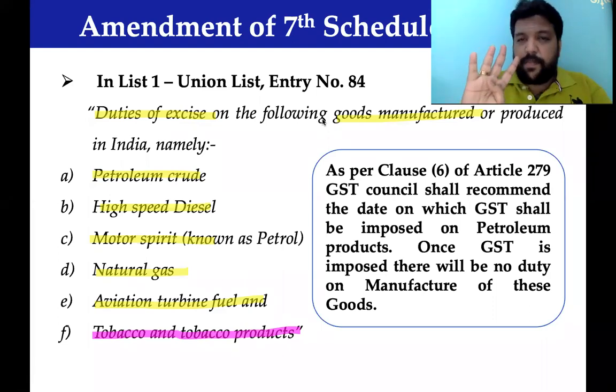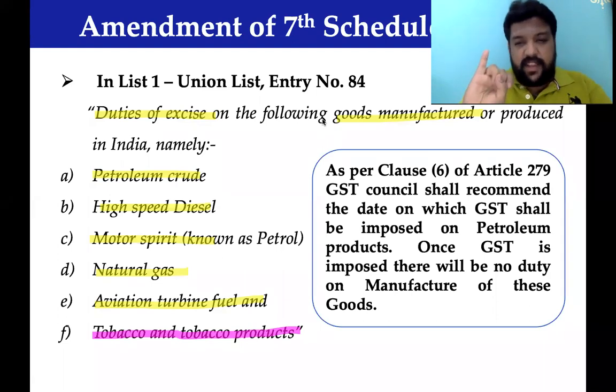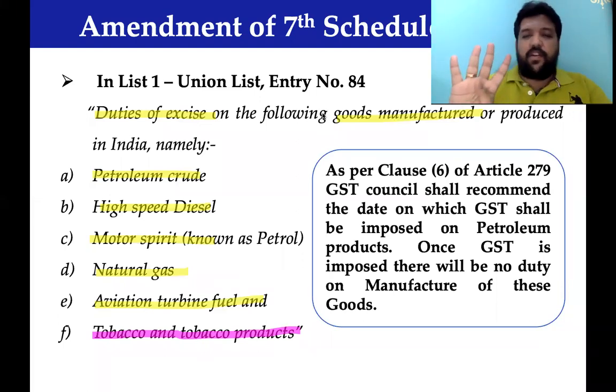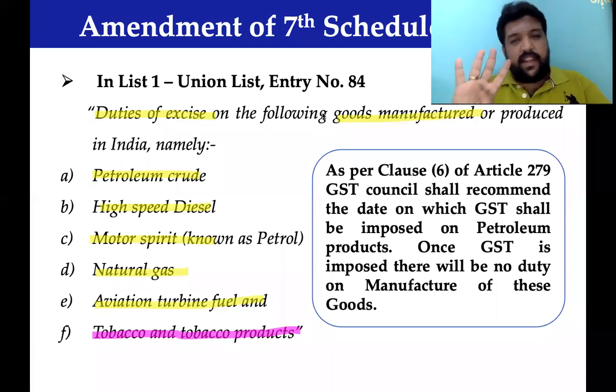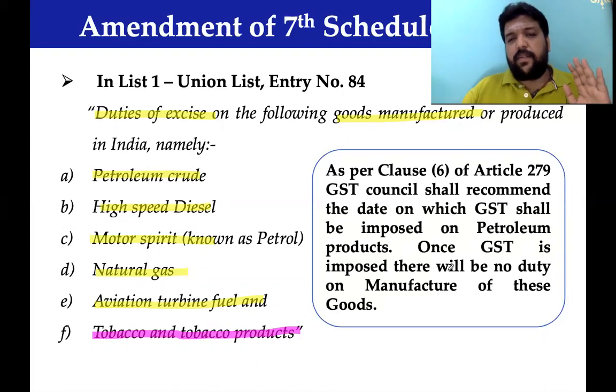An MCQ. If a company manufactures a petroleum product, they are liable to pay: excise duty, GST, both excise duty and GST, or none of the above. A, B, C, D. What? Quick, quick. I want all of you to answer. When you answer only, I will know that you are interacting with me.